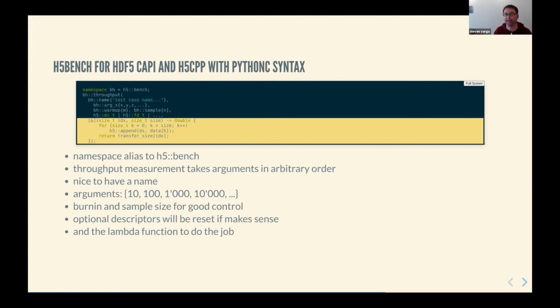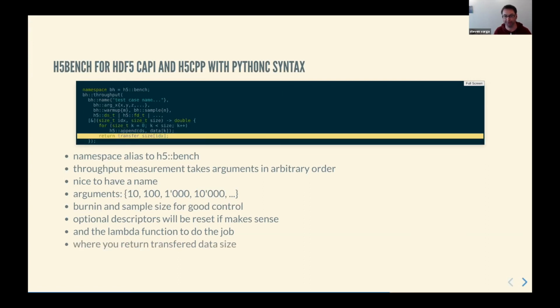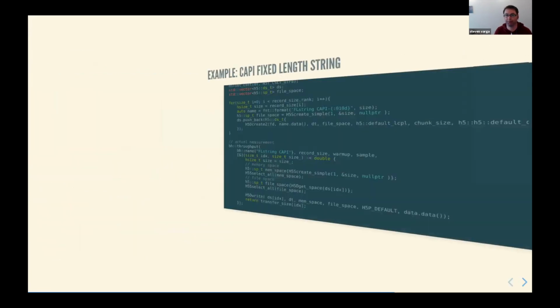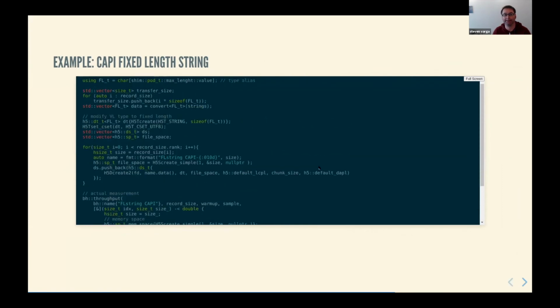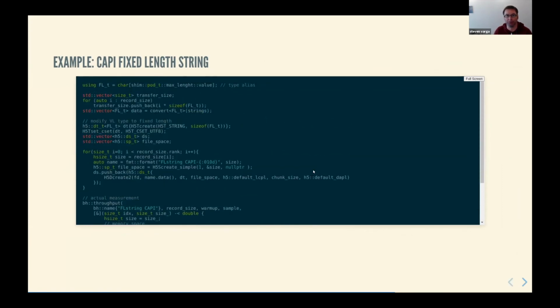In this case, we are appending a string to a data set, and we return the transfer size. The transfer size has been pre-calculated, so we don't want to waste time or ticks on the calculation. Here's an example of how you would do that with the C API. The framework is not very useful if it does the job and cannot compare to the baseline. And the baseline is the C API, the HDF5 official API.